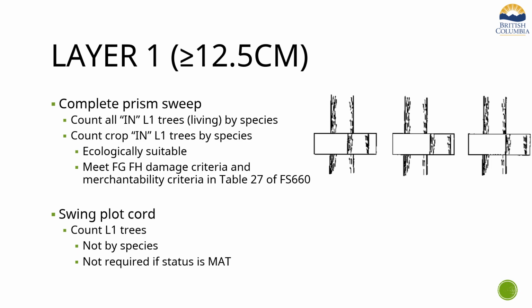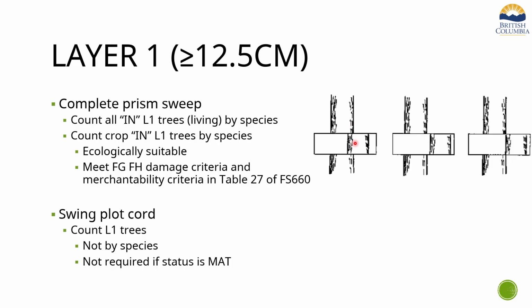Okay, I'll now walk you through how to complete a plot, starting off with your layer 1 trees. So to begin, you're going to do a prism sweep, where you count all in layer 1 trees by species. This is a variable radius plot, so your in trees could be outside of the fixed area plot. Now, if you're using a prism, this is what an in tree would look like.